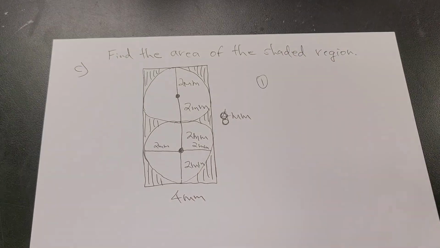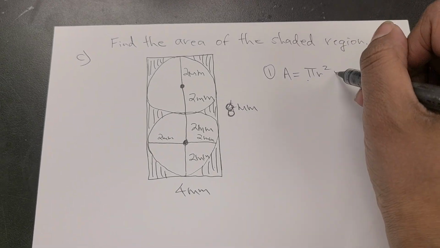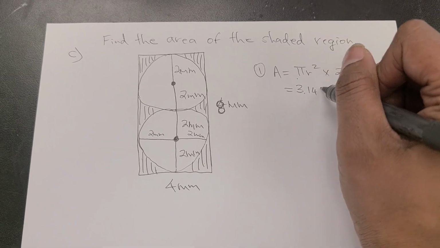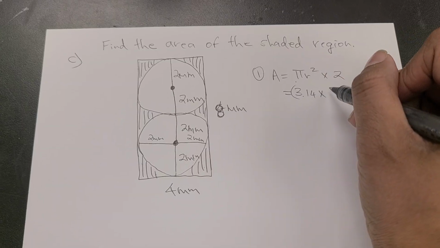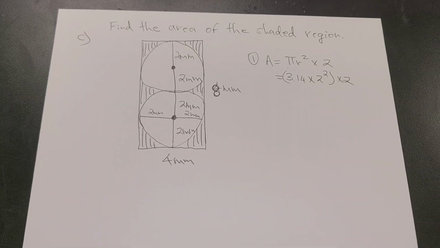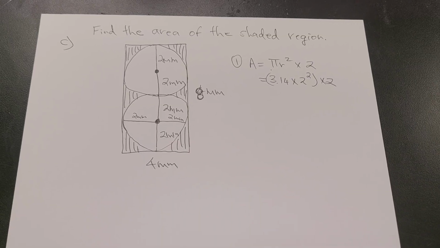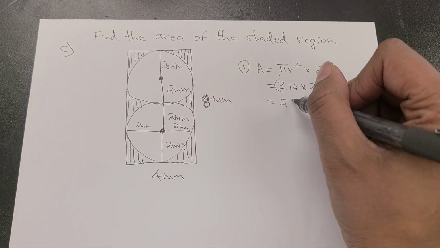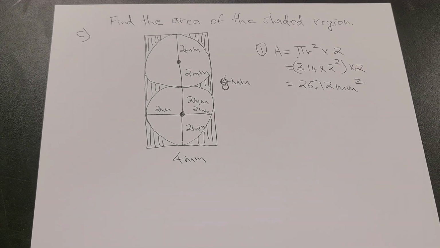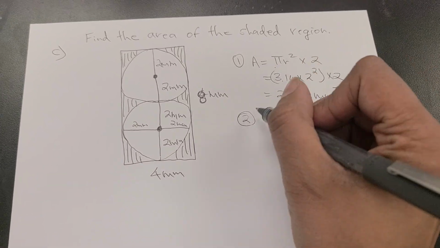So first, let's do the area of the circles. Area of the circle is pi r squared. And I'm going to times it by 2 because there are two circles here. For pi, we're just going to use 3.14 times the radius, in brackets. The radius is 2, so you're going to do 2 squared, times 2. So this is 3.14, and 2 squared is 4, so you're going to times it by 4 times 2. So we're getting 25.12 millimeters squared. After you do every calculation, make sure you are putting the units down, so the teacher doesn't take off any steps or any marks.